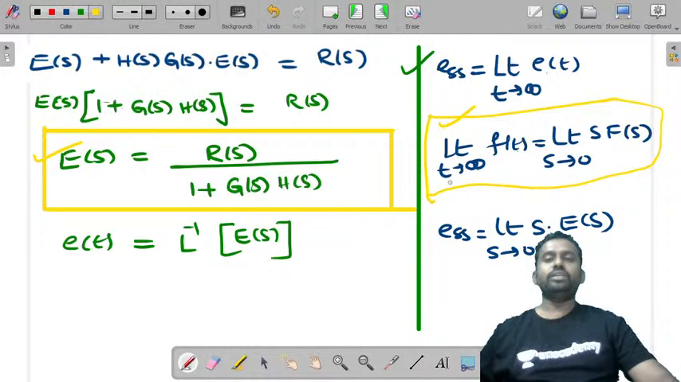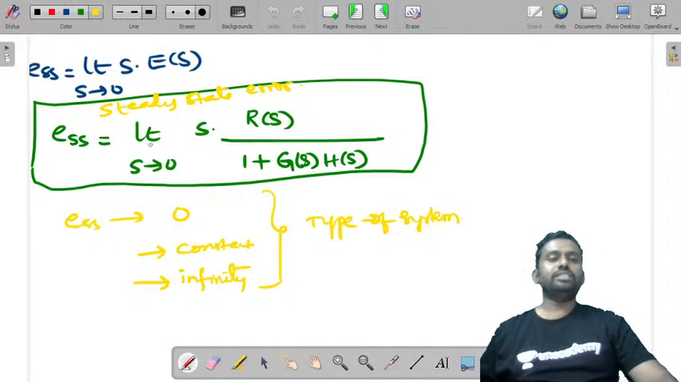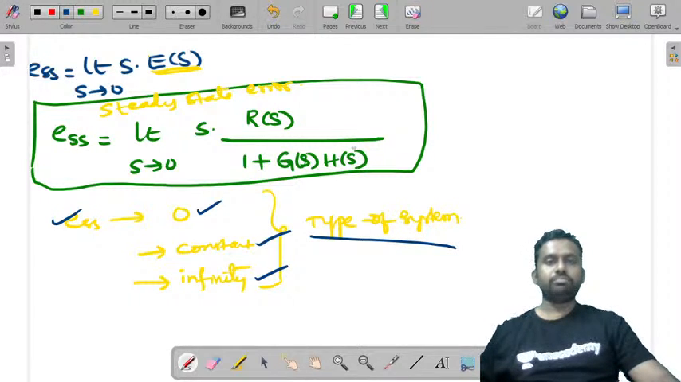But from final value theorem we know limit t tends to infinity f of t is equal to limit s tends to 0 s into F of s. So ESS is limit t tends to infinity, or ESS is equal to, we can also write, s into F of s, so s into E of s. So we already know the expression of E of s, just substitute it here. So ESS is equal to limit s tends to 0 s into E of s. E of s is R of s by 1 plus G of s into H of s. So the steady state error can be 0 or a constant, or there may be a large difference or infinite, and that would depend upon the type of the system basically.